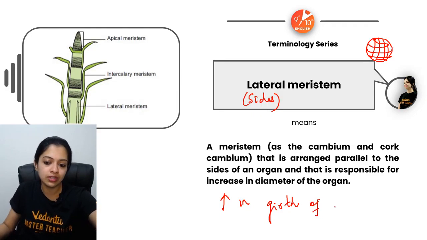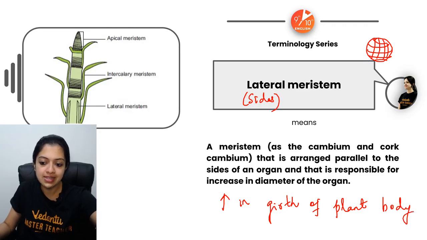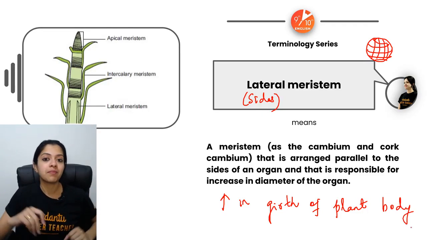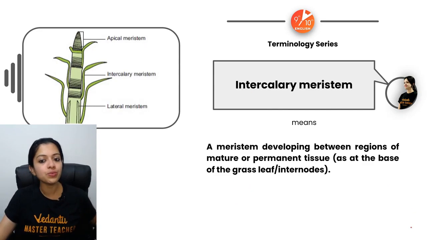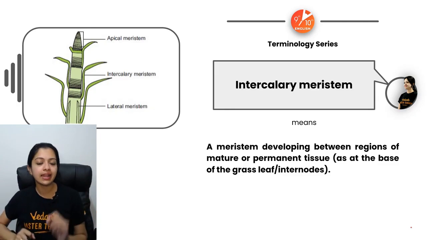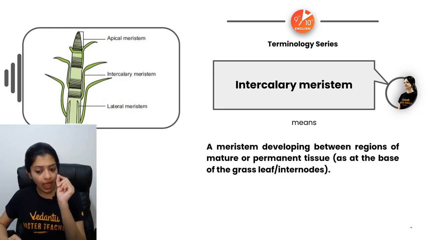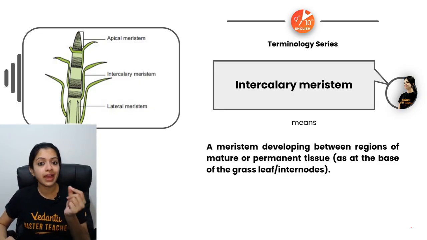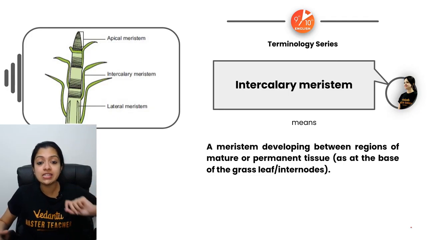Girth of the plant body. All right. This is what lateral meristem does. Now coming to intercalary meristem. Now apical, lateral, we've seen. What is intercalary meristem? Intercalary meristem is a type of meristem which is found at the regions between adjacent nodes.